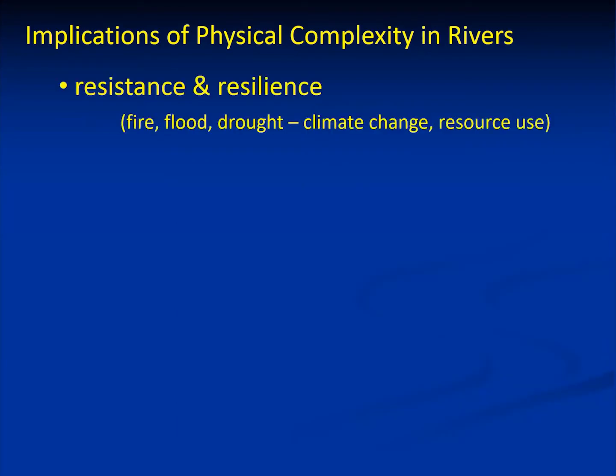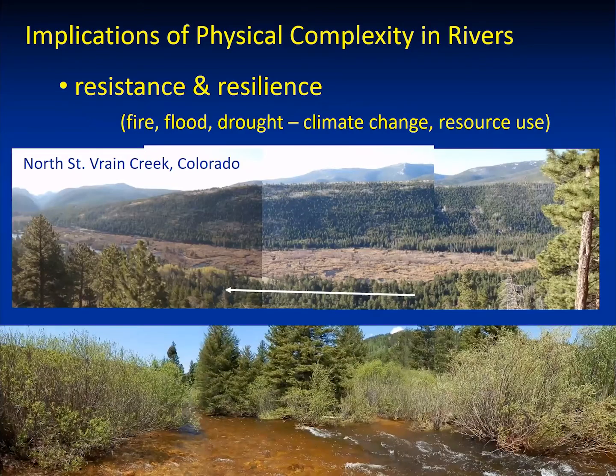The second implication, resistance to change and resilience after change or disturbance, and examples in rivers, fire, flood, drought, and a very short time scale. More prolonged disturbances would be climate change or resource use. And an example here comes from what's known as a beaver meadow. It's a portion of the river corridor in which beavers build multiple dams, create large areas of ponded water, and often a multi-channel planform. The upper photo, again, the white arrow indicates flow direction. That's showing one of these beaver meadows in the autumn.